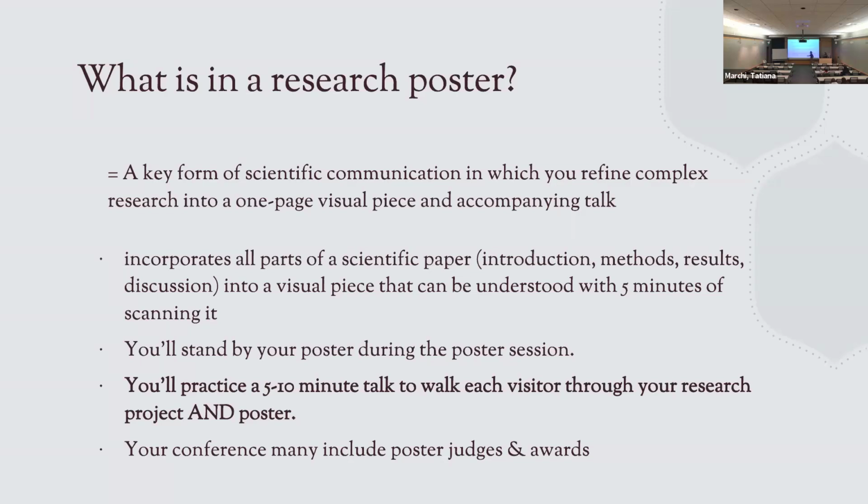But your conference may include poster judges and awards, like I had mentioned in the previous slide. Some conferences will have judges specifically to go judge student posters and assign a best student poster at the end of the conference based on certain criteria.